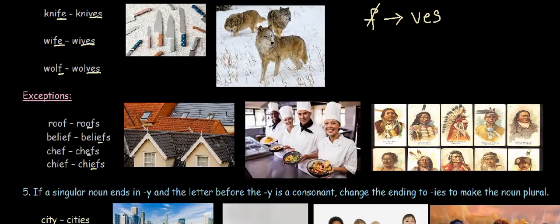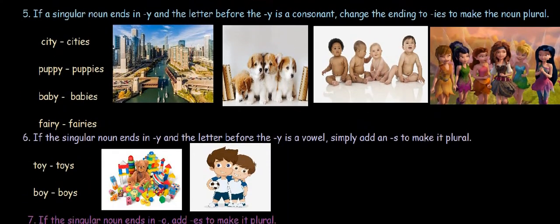Okay? So that is our fourth one. Moving on to the fifth one. If a singular noun ends with Y, the letter Y, and the letter before Y is a consonant, we change the endings to IES to make the noun plural. For an example, city. Here there is a Y and the letter before Y is T, which is a consonant. Therefore, you cancel Y and you simply add IES. You get cities.